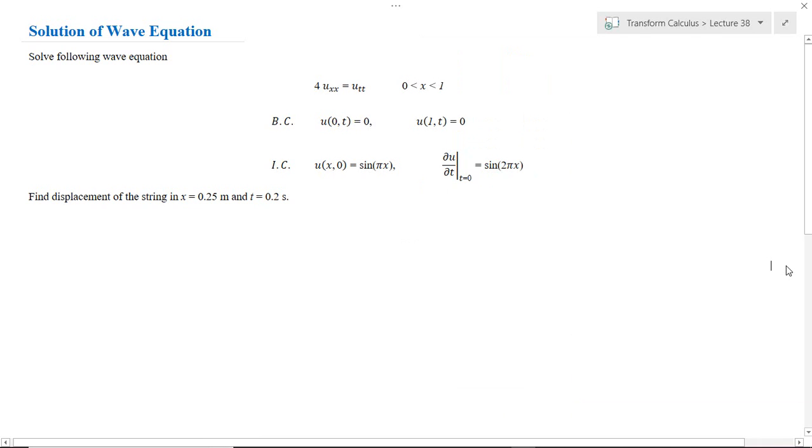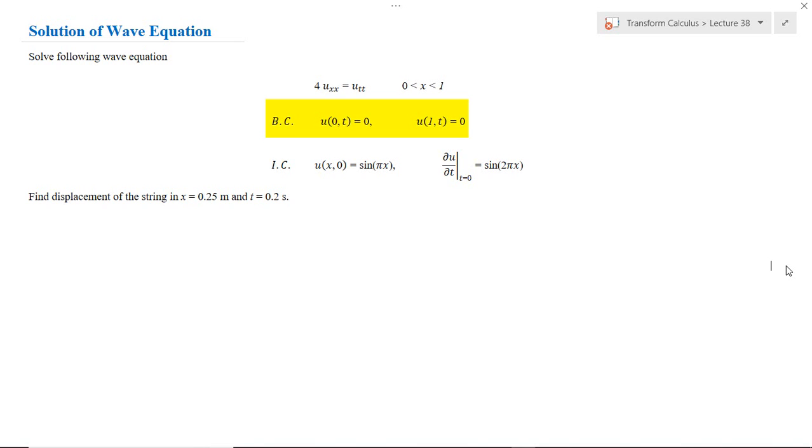So we want to solve one example. In this example, you want to solve the following wave equation. So the partial differential equation is 4 times second derivative of u with respect to x is equal to second derivative of u with respect to t. So length of the string here is equal to 1. As a result, x is between 0 and 1.